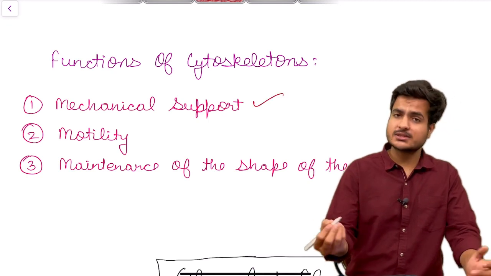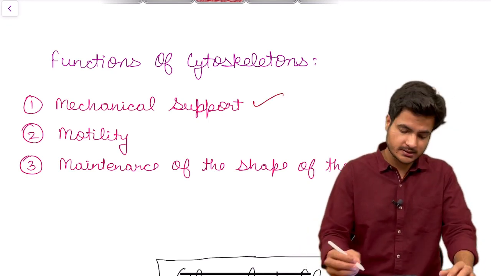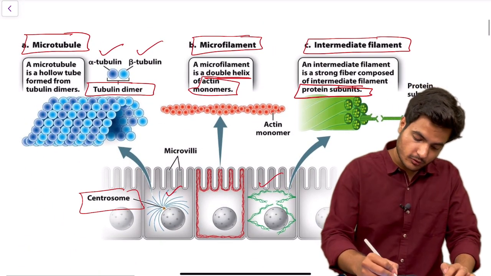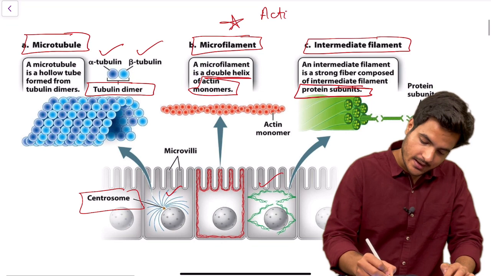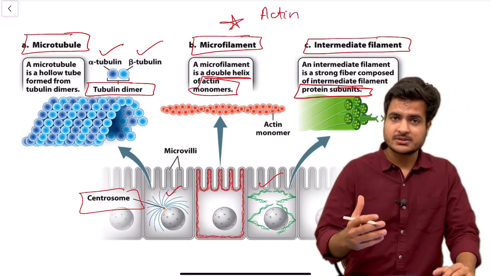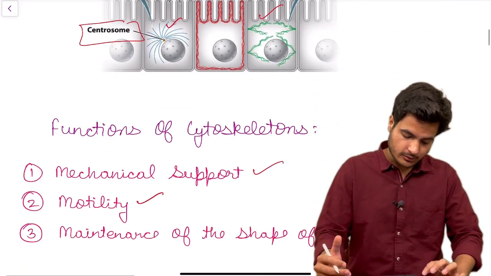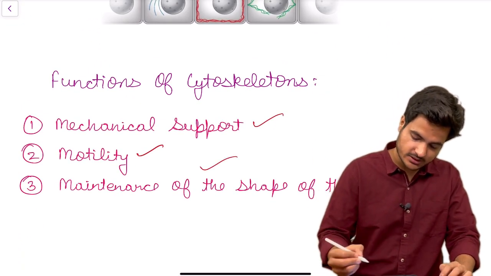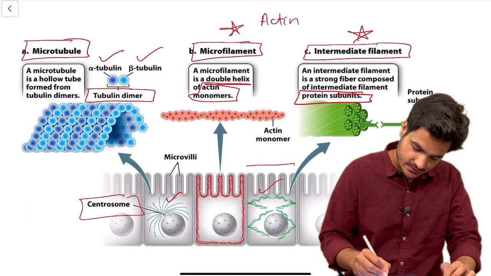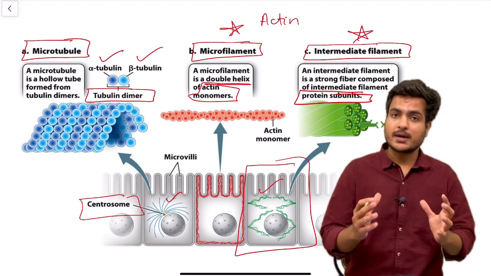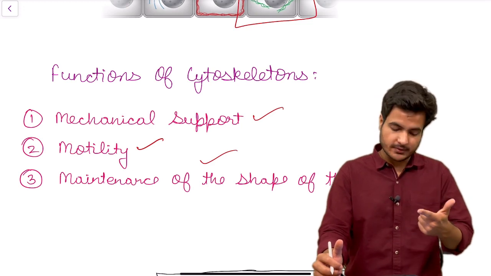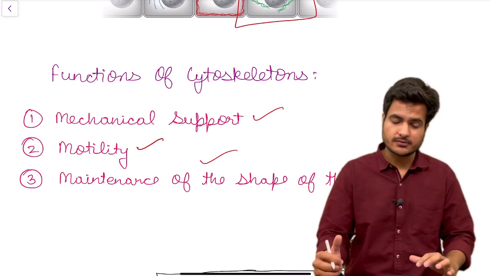They provide mechanical support, as the term skeleton itself means. They are helpful in motility. We have seen that the microfilaments are made up of actin, and actin and myosin together form the muscle, and muscles are required for motility. And now see the third function, that is maintenance of the shape of the cell. We can easily see that the intermediate filaments are arranged in a cell in the form to protect the shape of the cell. So we have three functions: mechanical function, the second one is motility, and the third one is maintenance of the shape of the cell.